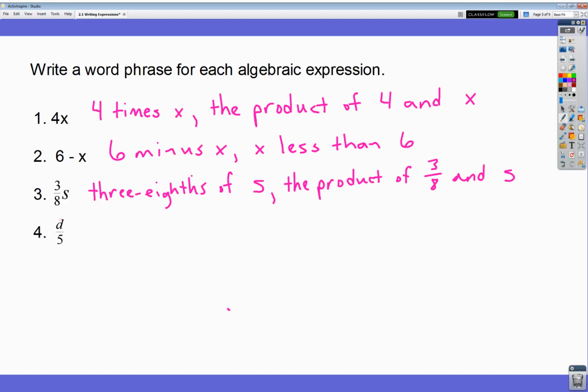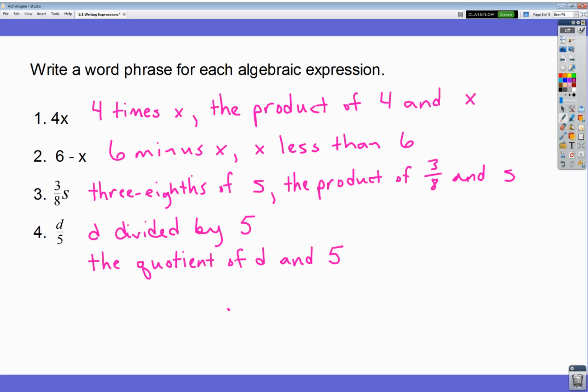Number 4, there are a couple different ways I could write this. I could say d divided by 5. Or remember, the word quotient represents division, so I could also say the quotient of d and 5. And it's important when you write the quotient of two things that you put the first thing first. Let's just go back to number 2 for a second.